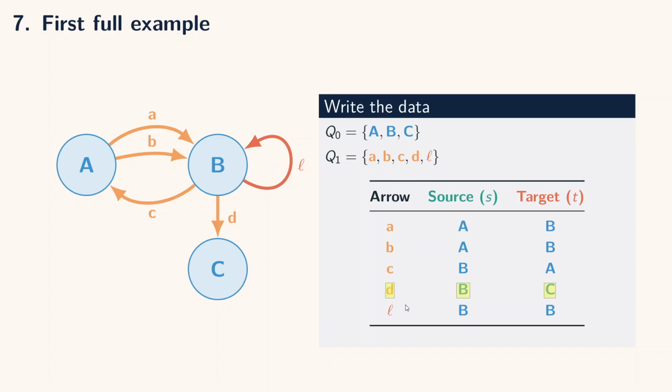Now let us write this out as formal data. The set Q0, our vertex set, is the set containing A, B, and C. The set Q1, our arrow set, is the set containing A, B, C, D, and L. And the source and target of each arrow are precisely as we have just read them. Every arrow accounted for, every direction recorded. This is what it looks like to fully unpack a quiver. Take your time reading through the table. There is a lot of small, precise information here, and getting comfortable reading it carefully is exactly the skill we are building.